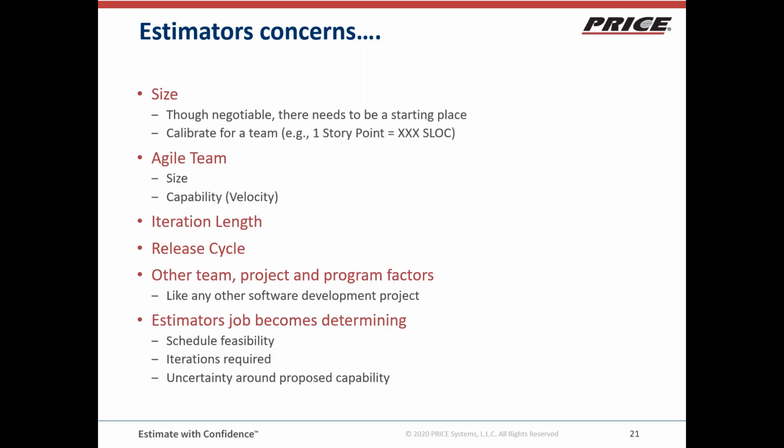Okay, so what are some of the specific things that an estimator needs to be concerned about? Size. Though it could change over the course of the project, there needs to be a starting place. I talked about calibrating for a team or coming up with a normalization across teams, that one story point maybe equals 100 source lines of code or 1,000 source lines of code or 15 function points.